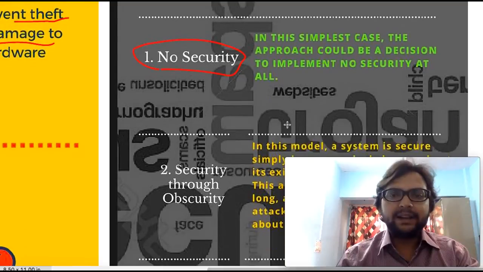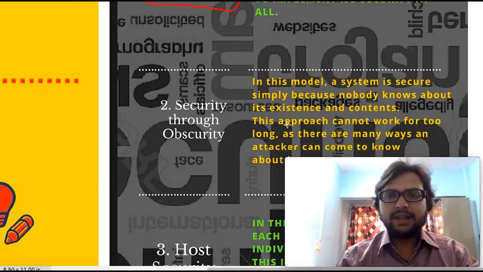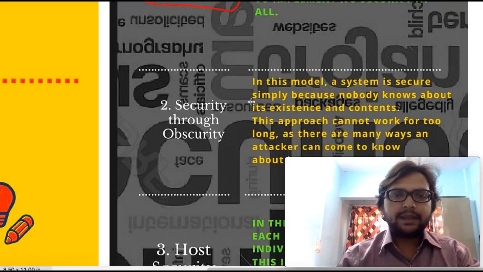Because we don't need to keep any security, because the data or computer which we are using is publicly accessible to each and every one of us, and hence we are not keeping any valuable data on that machine, and hence we don't require any security. Second type is security through obscurity.